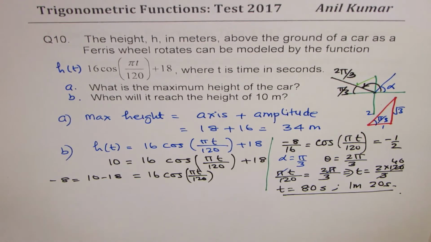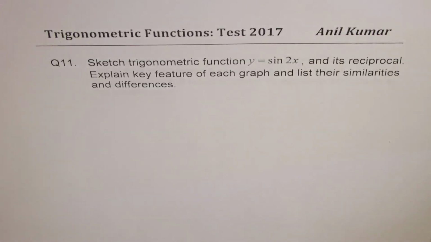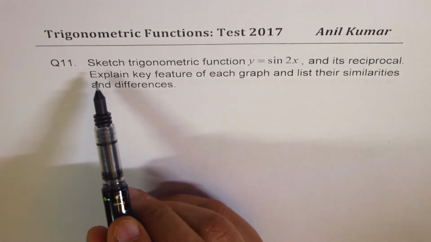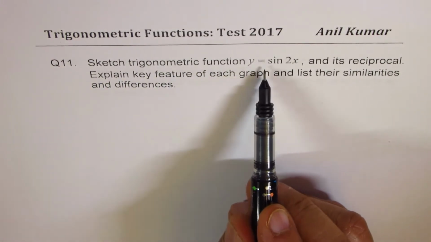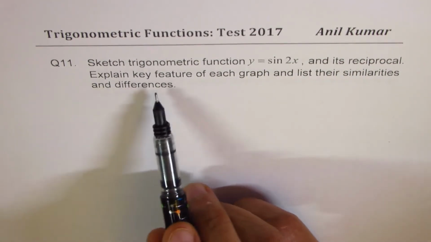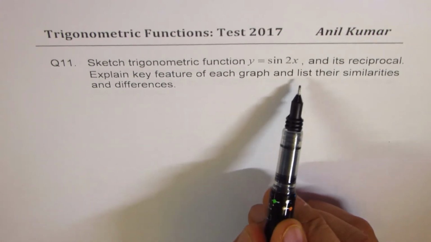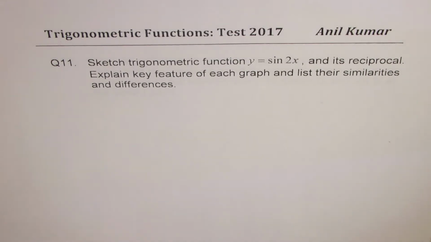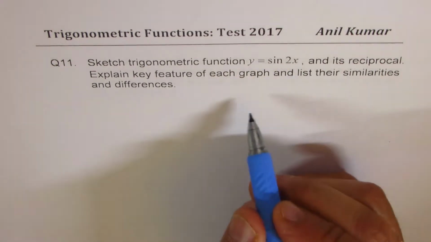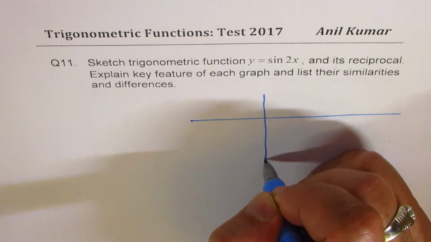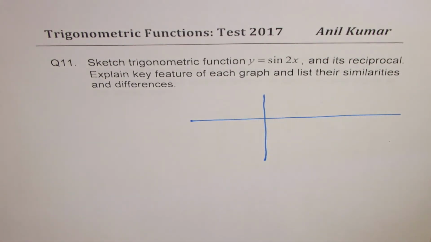Let's move on and take up the next question, which is on sketching trigonometric functions. Question number 11, sketch trigonometric function y equals sine 2x and its reciprocal. Explain key features of each graph and list their similarities and differences. So that's a communication question. It is mainly to review the concepts of trigonometric function graphs and their reciprocals, right?